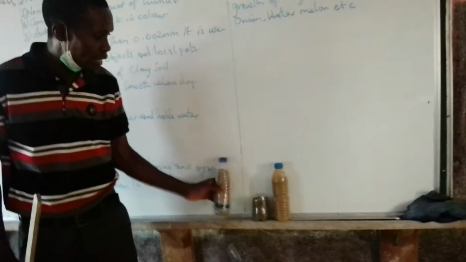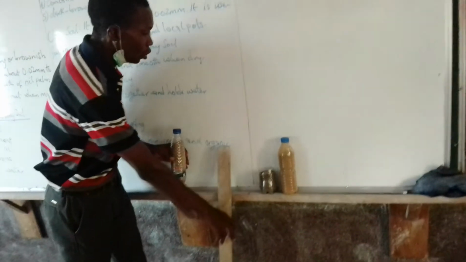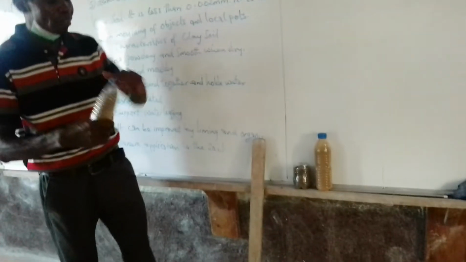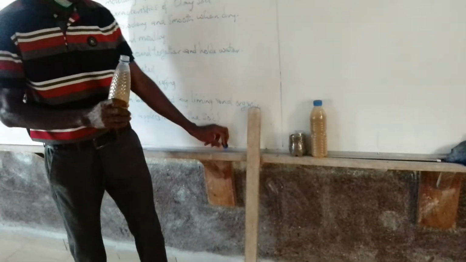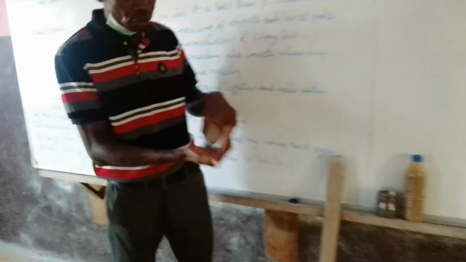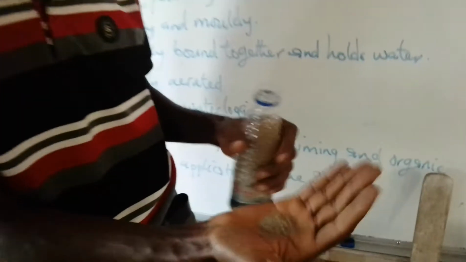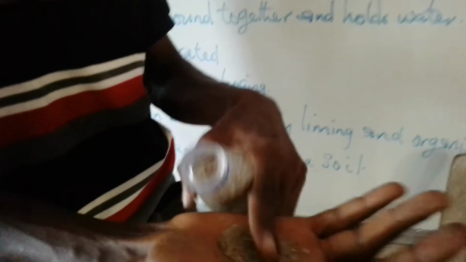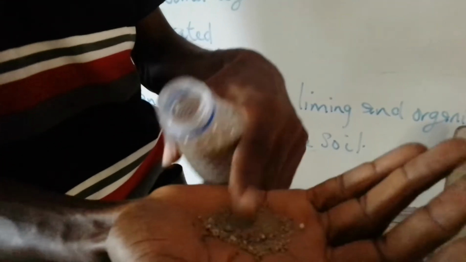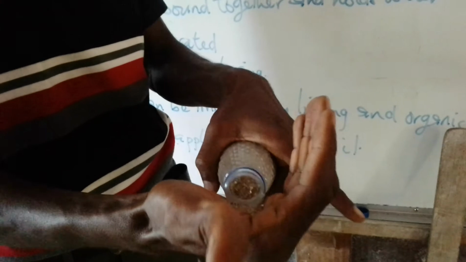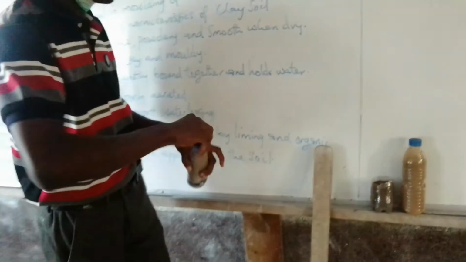We have this, the sandy soil. The sandy soil is coarse. When you check your compound, you discover that when you touch it, it's coarse. It has rough particles. That's your sandy soil. It cannot support agricultural production.